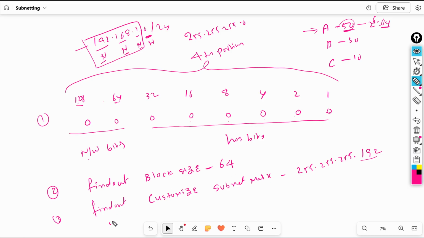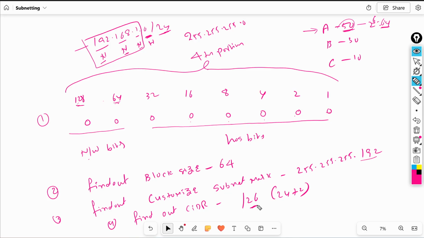The last, fourth step is what? Find out the CIDR mask. The CIDR mask is /26. What is the CIDR here? By default 24. Now we converted two bits, right? 128 and 64. So 24 plus 2 is 26. This is the CIDR.